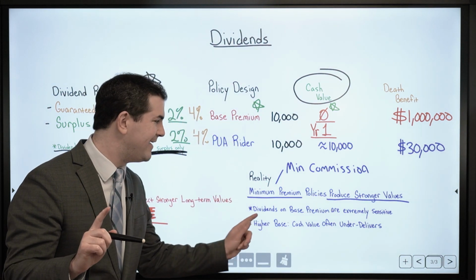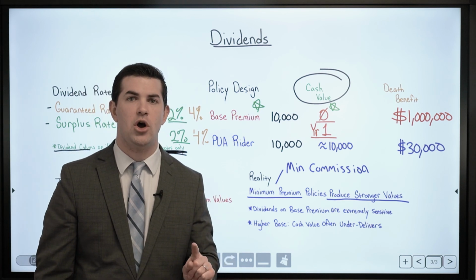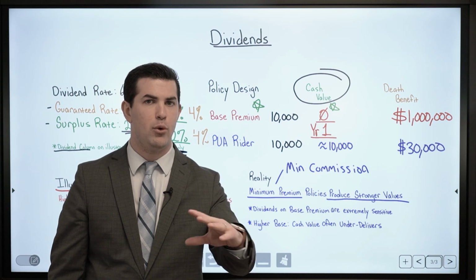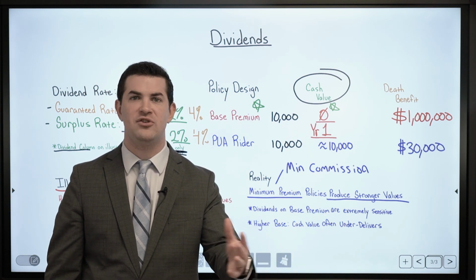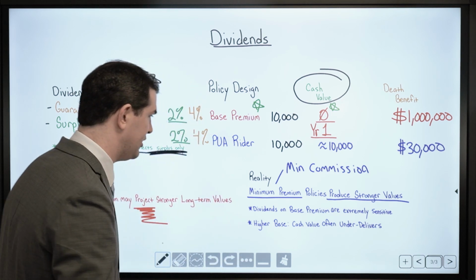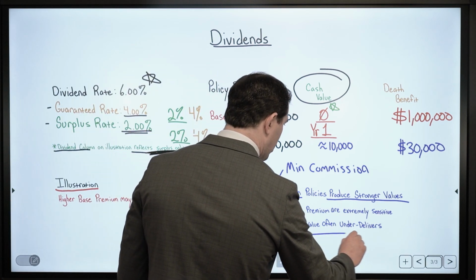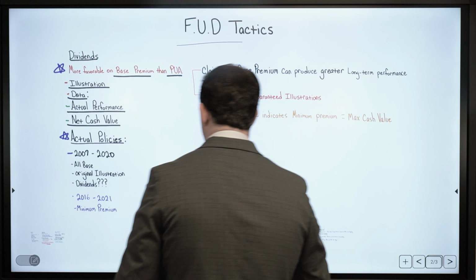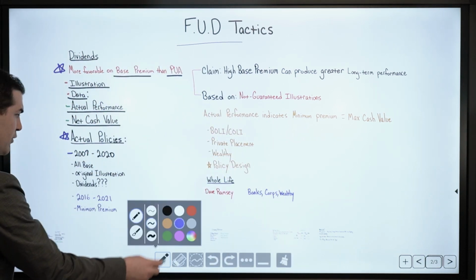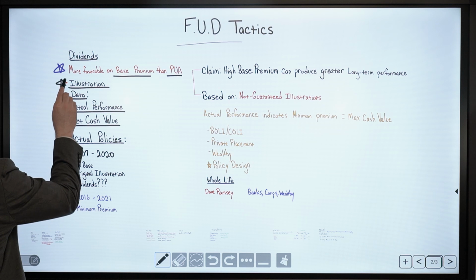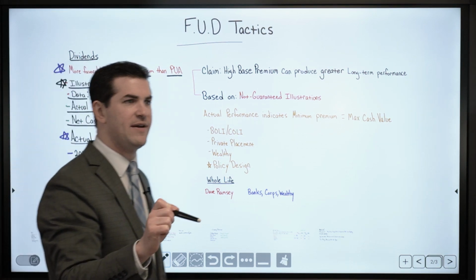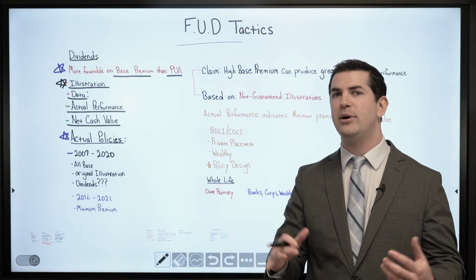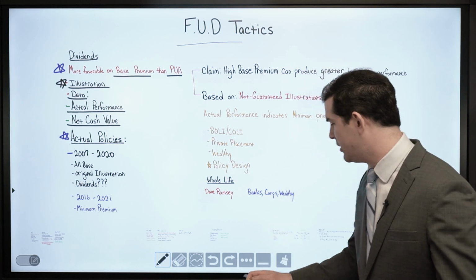Here's why. The dividends on base premium dollars are extremely sensitive, meaning it may project one thing, but what actually happens is much, much different from that projection. And again, we're going to look at numbers here. A higher base premium often underdelivers on the cash value. So let's get into this. We're going to look at these actual policies, but first we're going to look at an illustration. The point is to validate the formula you just saw, that long term, if I go with a higher base premium, I could potentially have more money. Let's take a look at that.